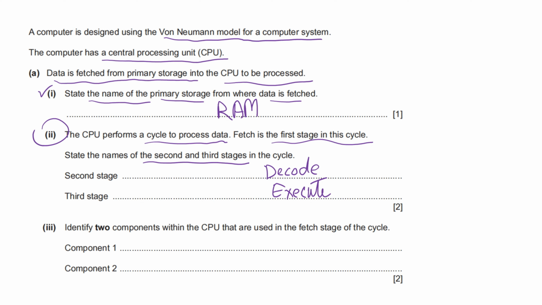Third, identify two components within the CPU that are used in the fetch stage of the cycle. So the PC, or program counter, is the first component. Next one is the MAR, the memory address register. So these are the components that are used in the first stage.